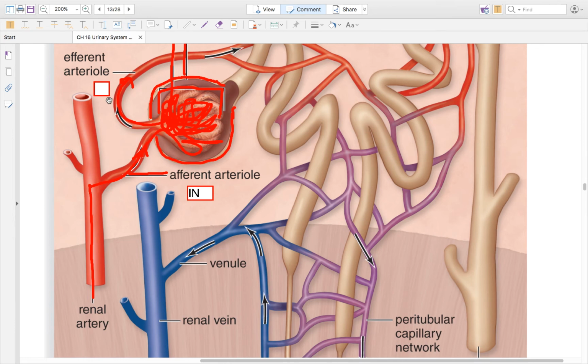What do you think efferent means? Out. Whoops. I don't like the way that box is. How do I fix the size of that? There we go. Out. Efferent means out.